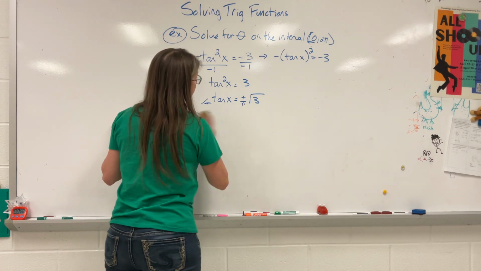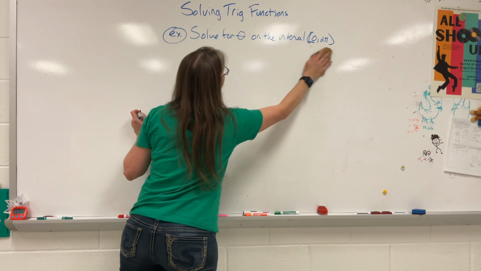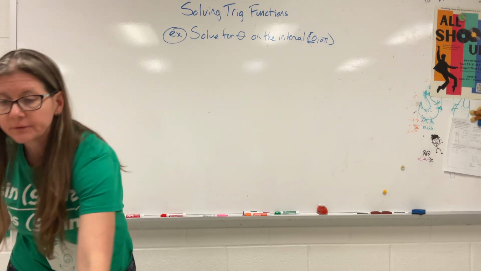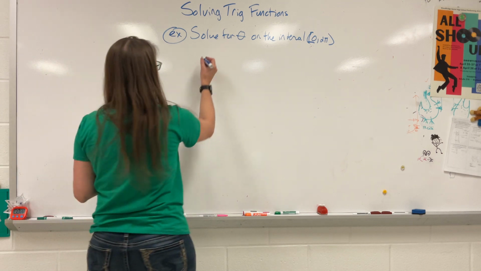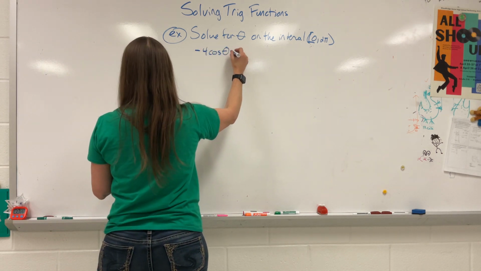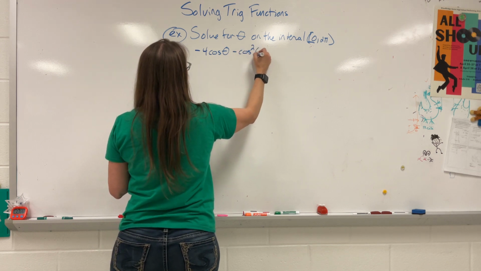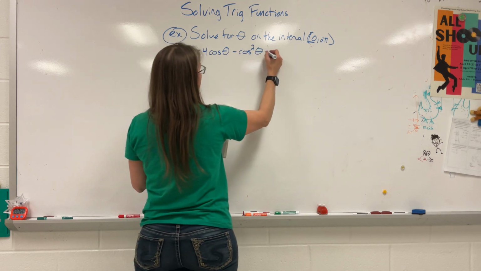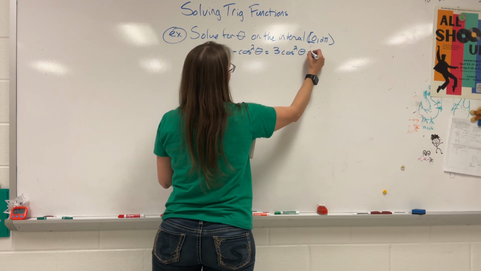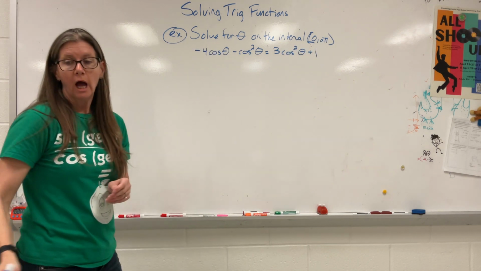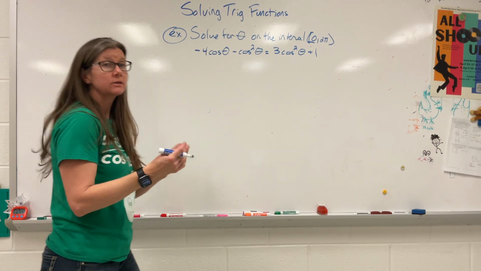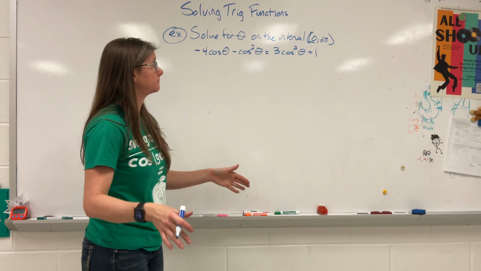So our next one is going to be a bit different, and I'm going to have to look at this to write it down. So I have -4 cosine theta minus cosine squared theta is equal to 3 cosine squared theta plus 1. I know this looks awful, but if you know how to solve a quadratic, you'll be fine.